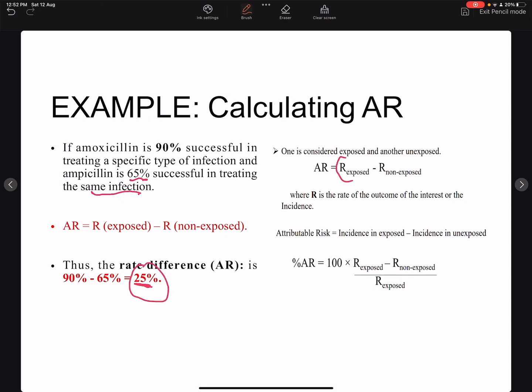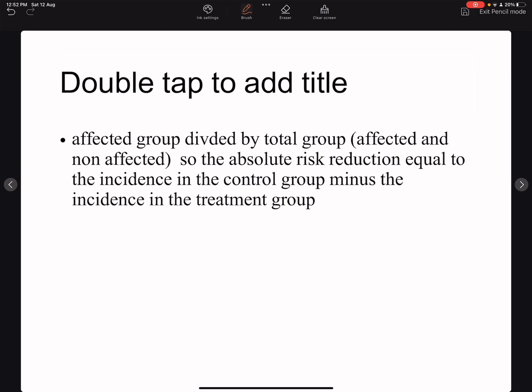This R is the absolute risk or incidence: the affected group divided by the total group, who are affected and non-affected. So the absolute risk reduction equals the incidence in the control group minus the incidence in the treatment group.